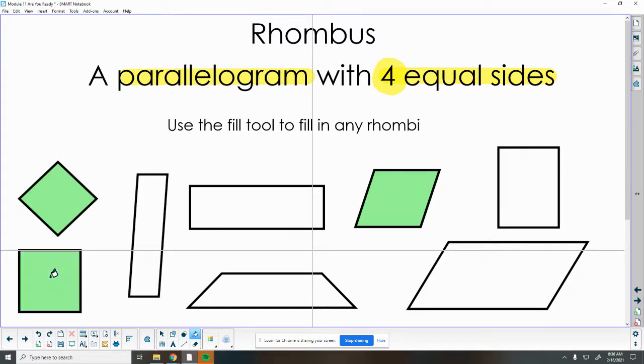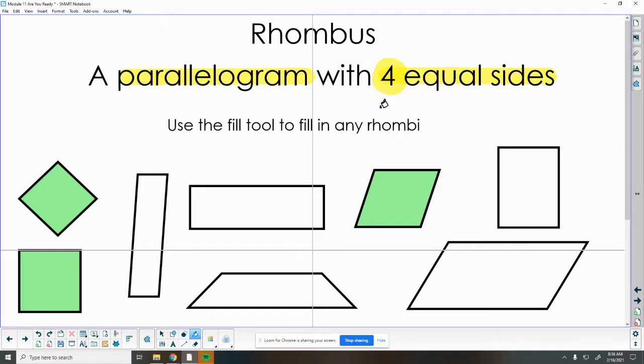So here we have another rhombus. Opposite sides are parallel, and it has all four sides of equal length. This is not a rhombus because the four sides are not equal, and it's not a parallelogram because, as we've learned, these two sides would crisscross and intersect each other. And this one is not. So this is a parallelogram. It has opposite parallel sides, but the four sides are not equal. So this is just a parallelogram, not a rhombus.